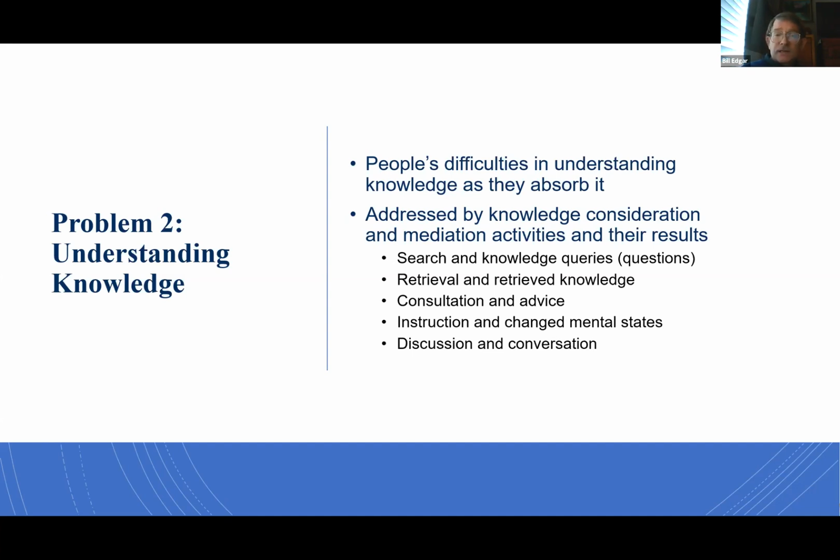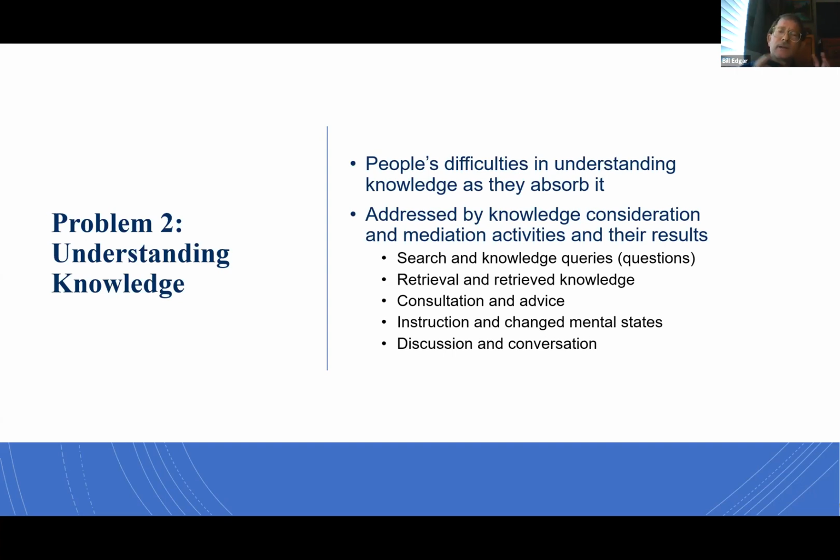And so we do this as information and knowledge professionals in several ways. We do this through search of knowledge items, which brings about questions, queries, search queries. We help them retrieve knowledge, which brings about retrieved knowledge and retrieval sets. We do consulting with them, which brings about advice. We do instruction. This brings about the learning that they have, the changed mental states. We do discussion, which brings about ongoing conversation.